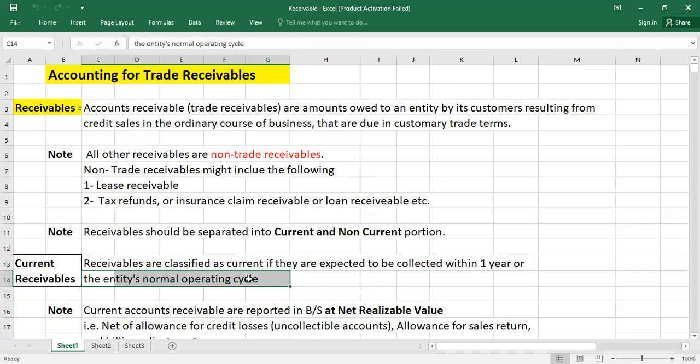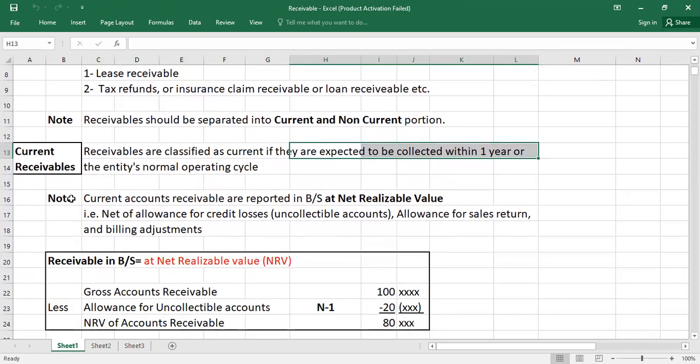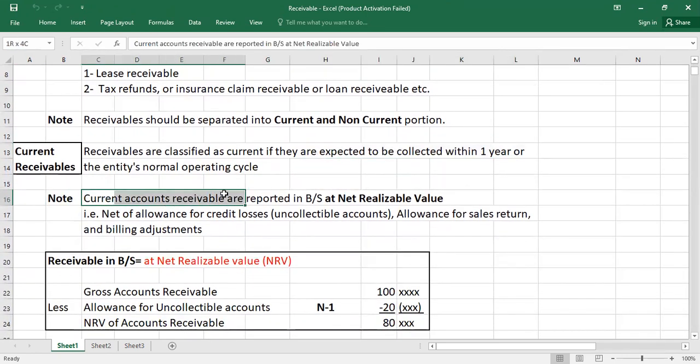But under IFRS, all receivables are current if they are expected to be collected within 1 year from the reporting date. Now here you have an important note: current account receivables are reported in the balance sheet at net realizable value. The question is, what is the net realizable value? It means you take receivables minus allowances for credit losses, uncollectible accounts, or allowances for sales returns or billing adjustments.